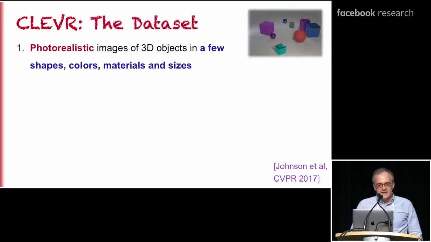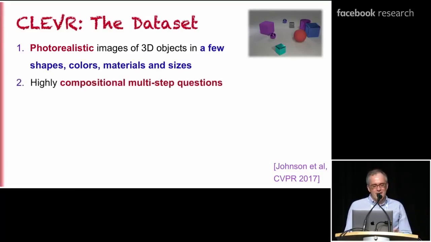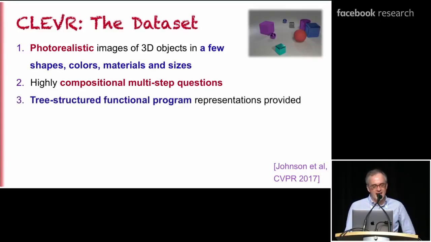Okay, so the CLEVR data set, it's another of these sort of artificial generated data sets. It's not a real problem in the world. So starting off on the visual side, these are photorealistic images of 3D objects in a few shapes, colors, materials, and sizes. They're actually all made in Blender, if you have kids that use Blender. It's accompanied by these highly compositional multi-step questions which seem good for assessing reasoning. And then as I mentioned, there are these tree-structured functional program representations.